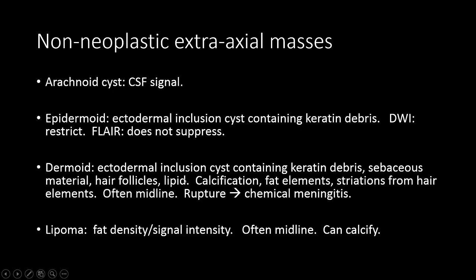Dermoids, on the other hand, contain not only keratin debris, but also sebaceous material, hair follicles, and lipid. And as such, their imaging appearance can be a little bit more complex. They can have calcification, fat, lipid elements, and striated structures from the hair elements. They are much more frequently midline compared with epidermoids. When they rupture, they can present with a chemical meningitis.